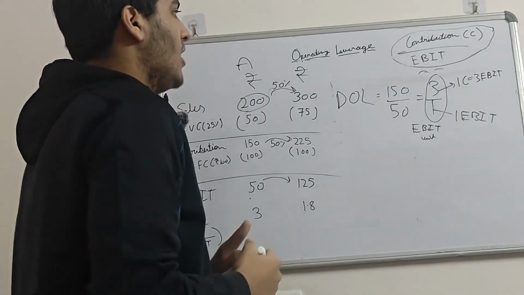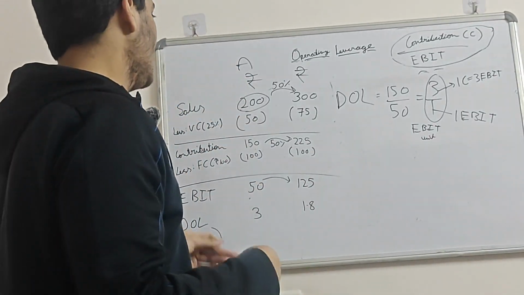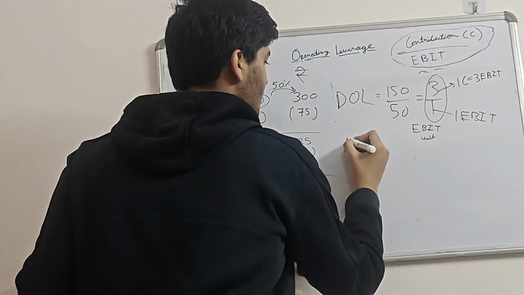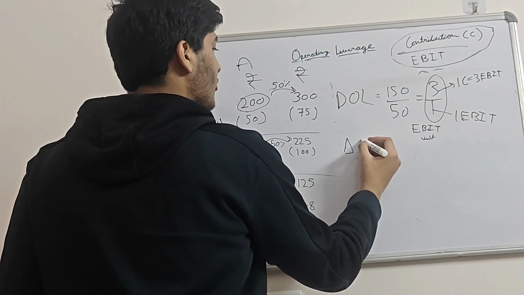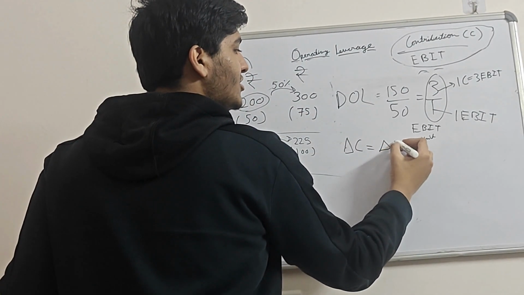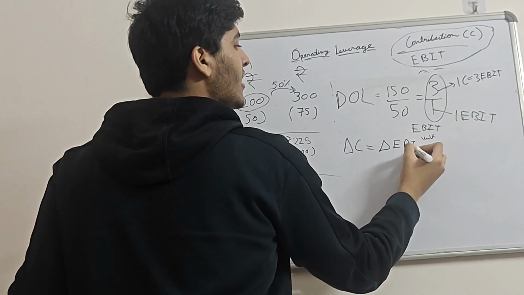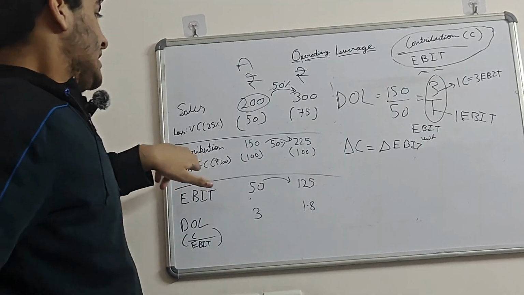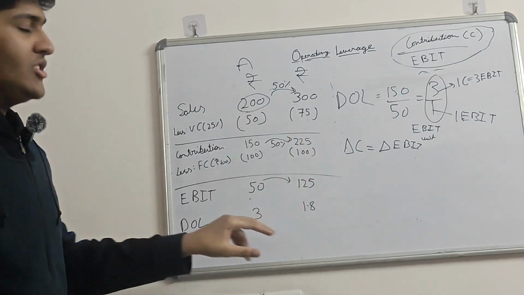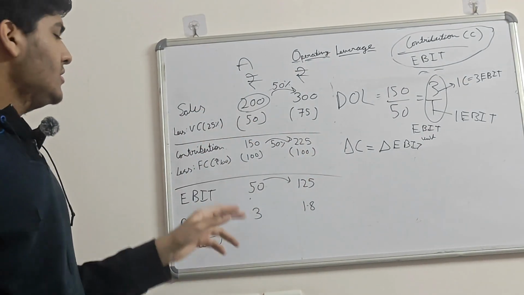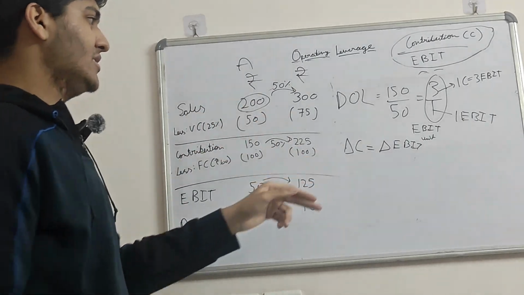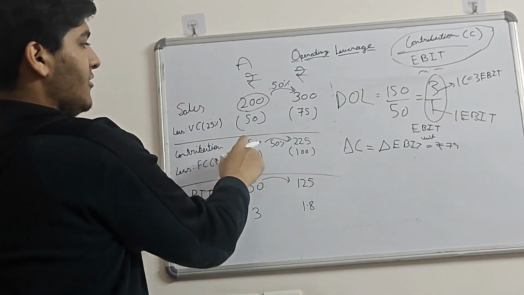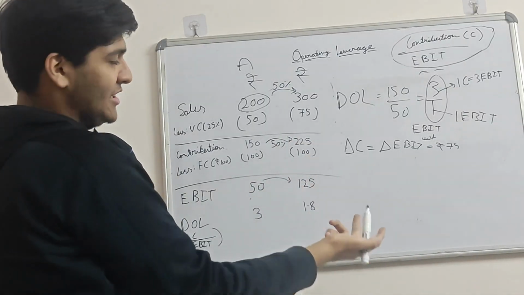I think that's clear. Now think about this for a second. We know that the total change in contribution, the absolute change I should say, is always equal to the absolute change in EBIT, right? This is a pretty simple, straightforward concept, because fixed cost does not change as a percentage. This is fixed. That's why leverage works. Because there's a change in this by 75 rupees, you can see 150 to 75 rupees, there is also a change of 75 rupees in this.